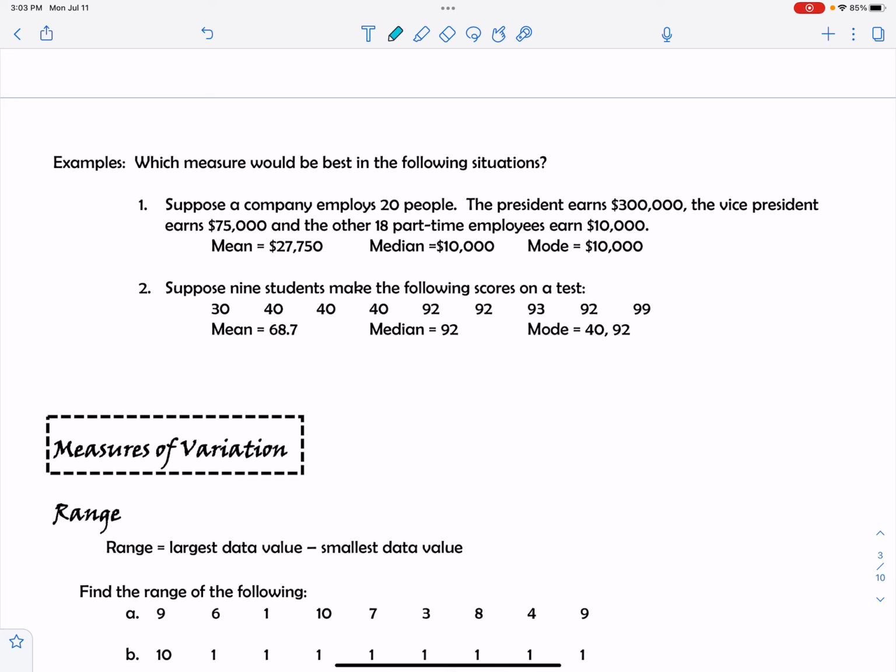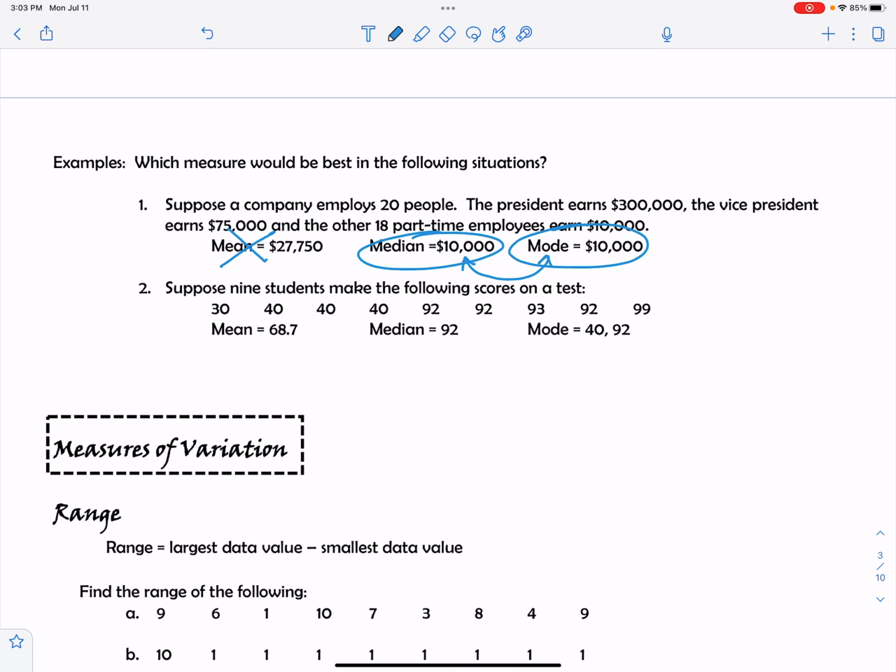So the mean, the average salary, is $27,750. Well, that's not a very good picture of the company because the majority of the people are earning $10,000, but the mean makes it look like they're earning $27,000. So we're going to scratch out mean because that's not a very good picture of the company. But median and mode, both of those at $10,000, are a really good picture of the salaries of this company.